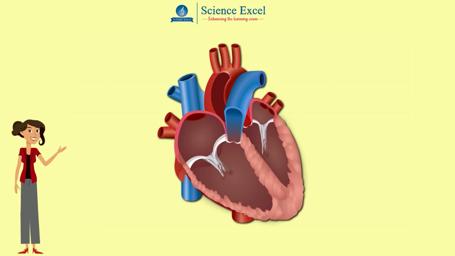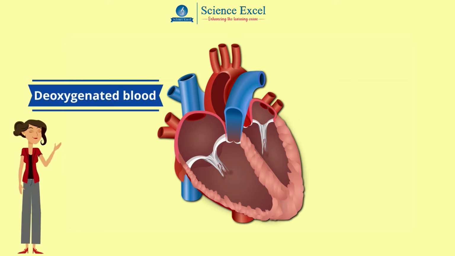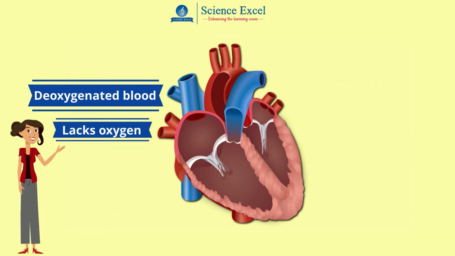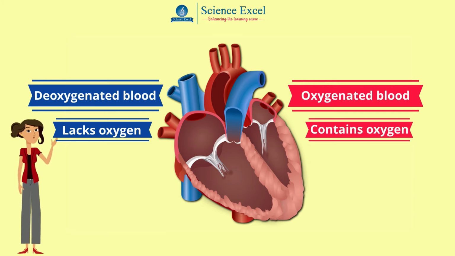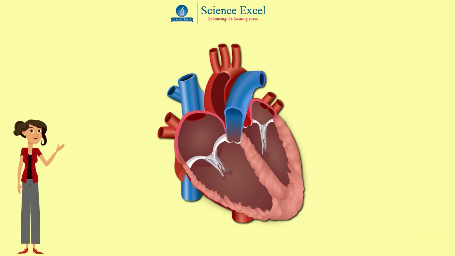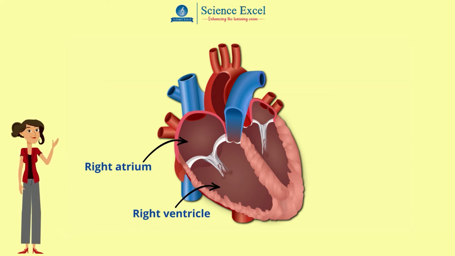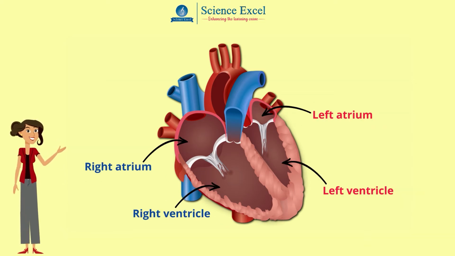The heart is divided into a right side which contains deoxygenated blood, that is, it lacks oxygen, and a left side which contains oxygenated blood, that is, it contains oxygen. The two sides are separated by a muscular wall called the septum that prevents the mixing of oxygenated and the deoxygenated blood. The heart has four chambers: the right atrium, the right ventricle, the left atrium and the left ventricle.